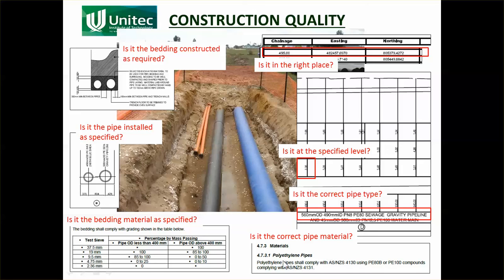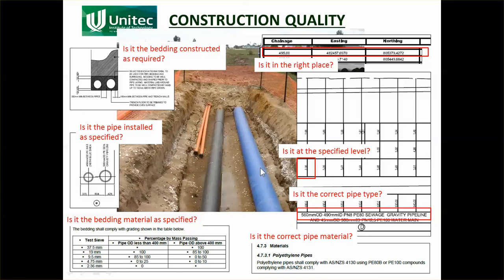So is it the correct pipe material? In the specification, it specified that the pipe material shall comply with NZS 4130 using those sort of compounds. So is that pipe material the right type? He will have checked that when it came on site. He would have told the supplier that it needed to comply with that. So that's in the specification. Those are all in the drawings.